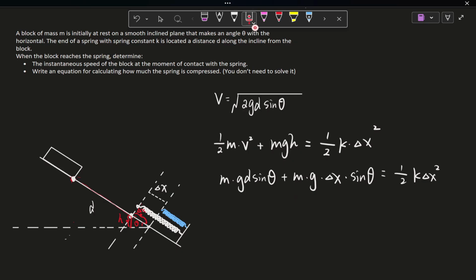However, if you want to solve it, just move everything to one side of the equation and solve it as a quadratic equation, using the formula for the roots, which is negative b plus or minus the square root of b squared minus 4ac, over 2a. But it's not going to be on your test, so don't worry about it.